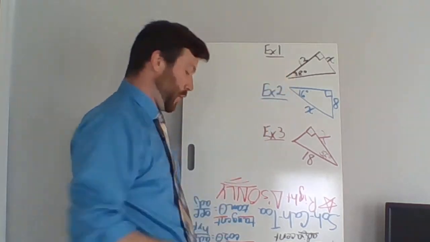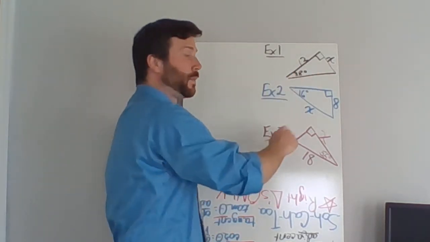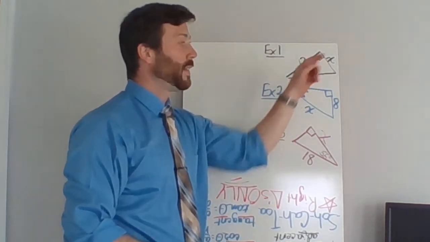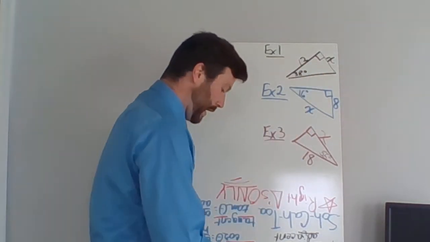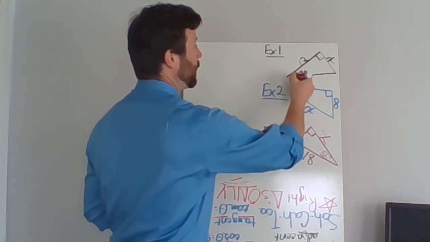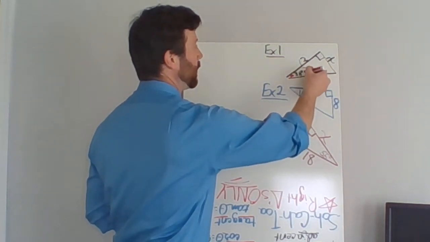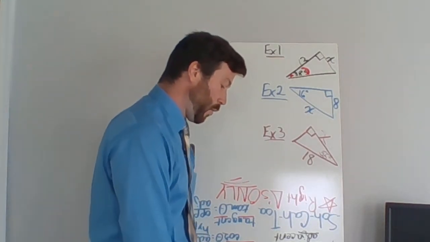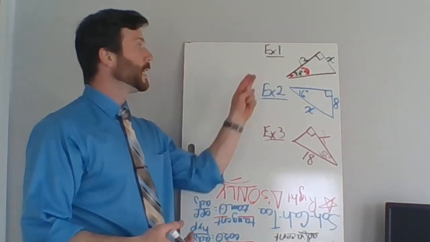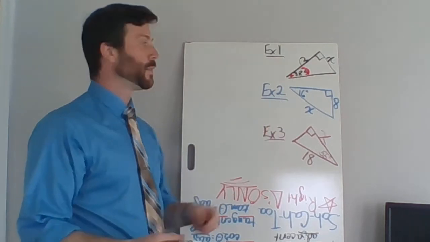Okay, so again, I've got this triangle. One leg is 12, this angle is 38 degrees, and this side is x. So what I want to do first is identify the angle. So I'm going to highlight that. Okay, this is the angle that I'm talking about. So I need to determine which trig ratio I have. Well, let's label all three sides of the triangle.